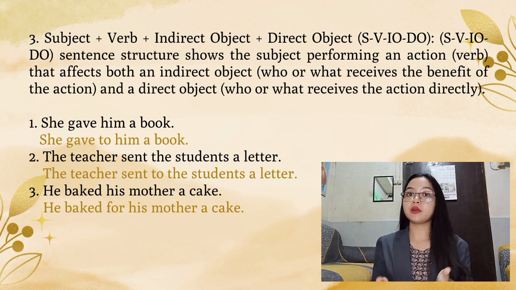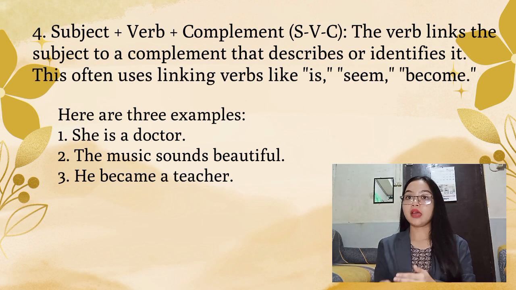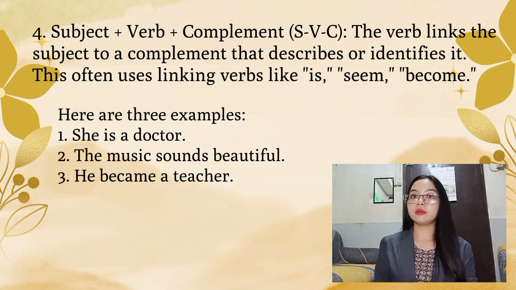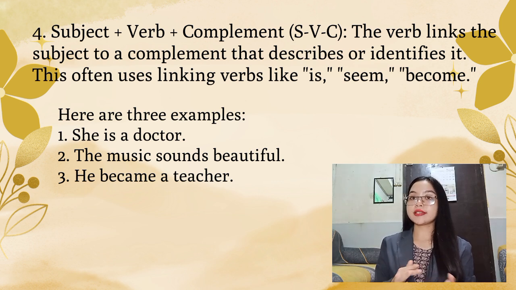So in this, the subject performs an action affecting both an indirect object, which is the recipient, and a direct object, what is received. Fourth, we have the subject plus verb plus complement. The verb links the subject to a complement that describes or identifies it. This often uses linking verbs like is, seem, and become. So the subject-verb-complement sentence structure uses a linking verb to connect the subject to a complement that describes or renames it. Here are the 3 examples.